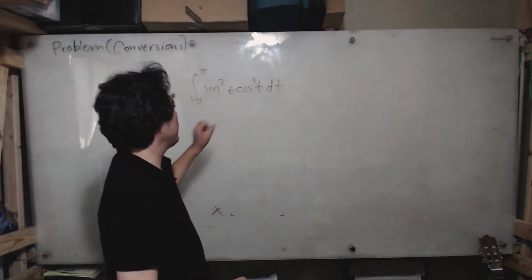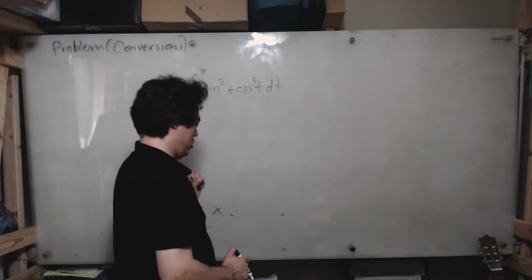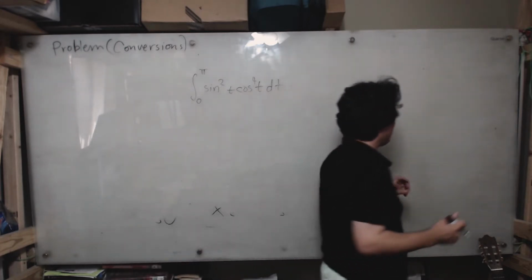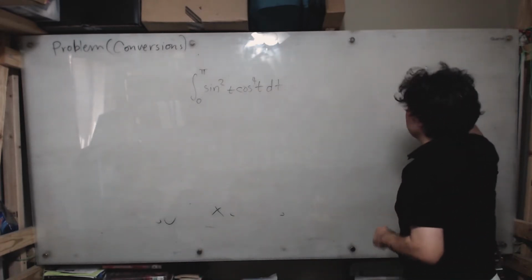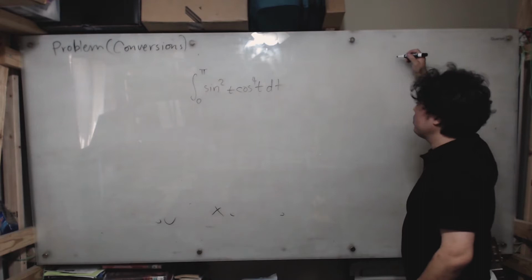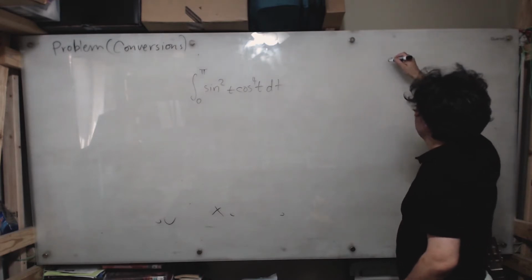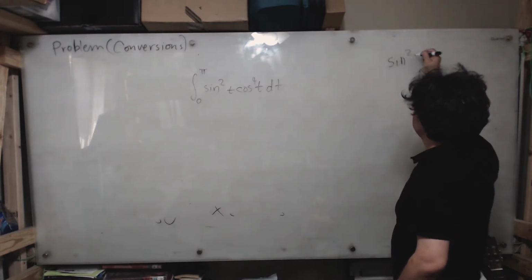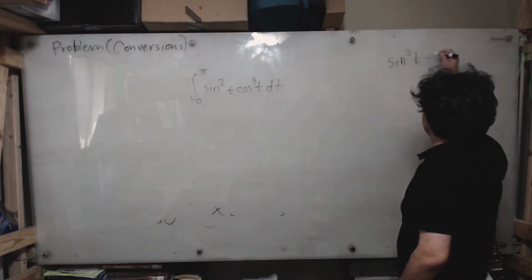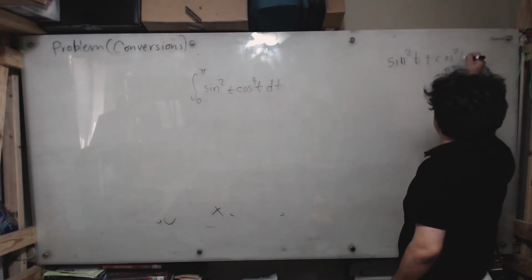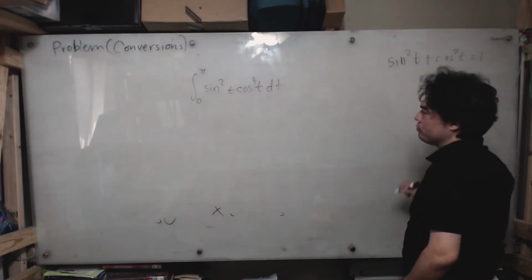Okay, so here's the problem that we're going to play with. Before we begin this problem, I want to show you the ultimate rule that's going to come into play, or basically the main identity. Sine squared t plus cosine squared t equals 1.